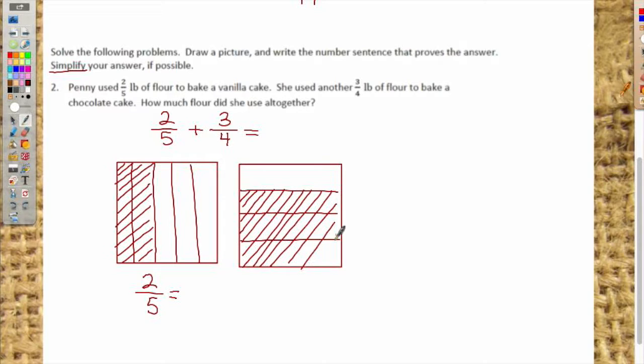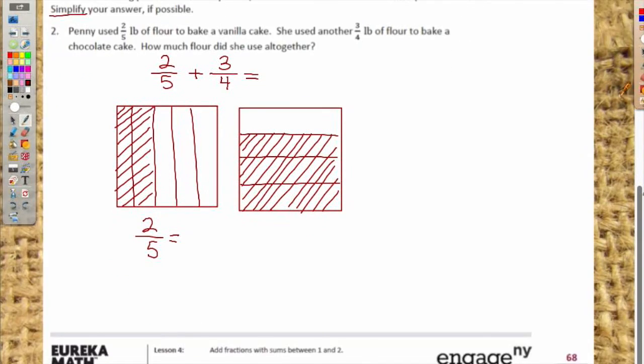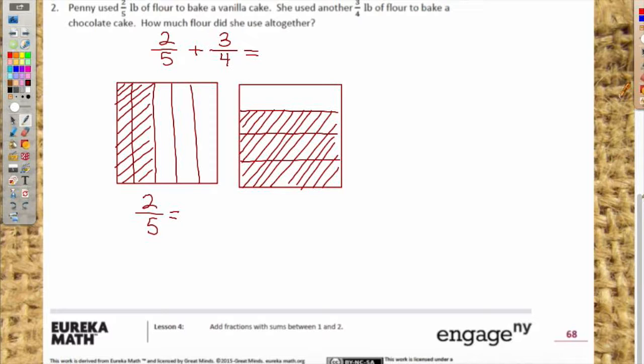Alexis, what's my new denominator? 20. How do you know? 5 times 4. 5 times 4 is 20. Okay. So now I'll cut my 5ths into 4ths. And divide the 4ths into 5ths.